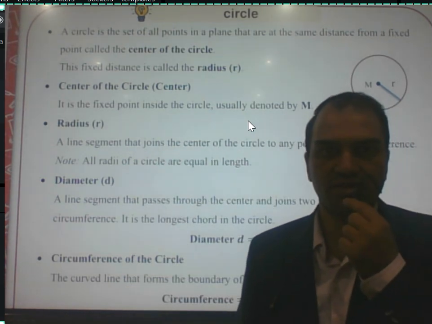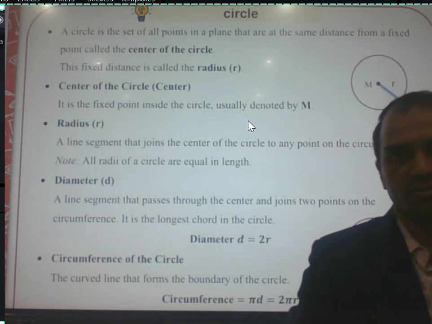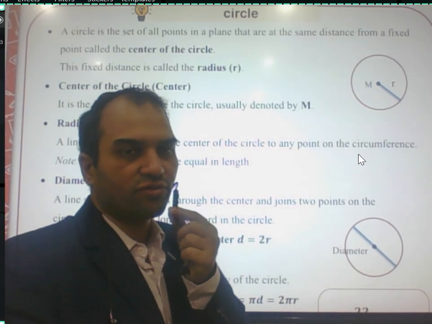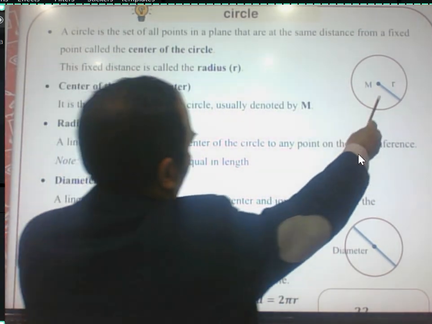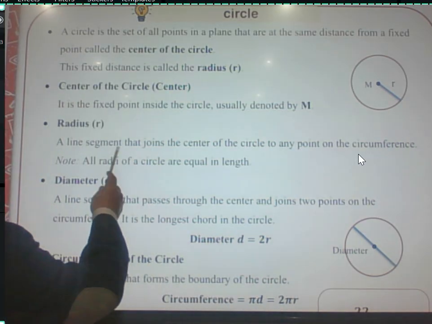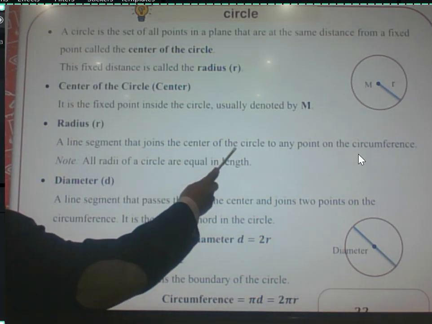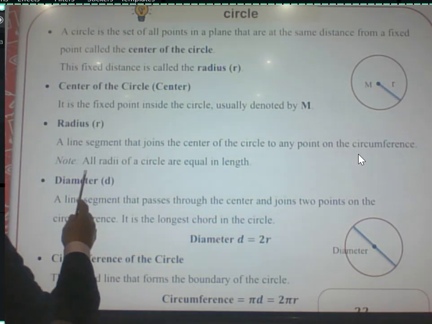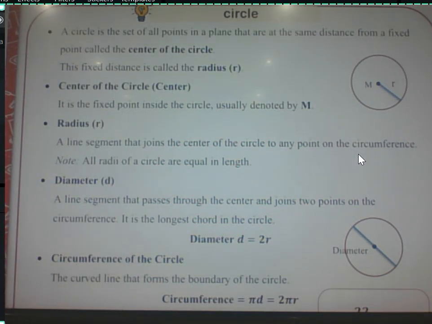What about the radius? The radius is the line segment that joins the center of the circle and any point on the circumference. Like this, MA or MB, we call it the radius. Note all radii are equal in length. All radii of a circle are equal lengths.